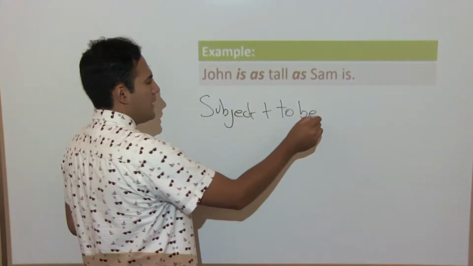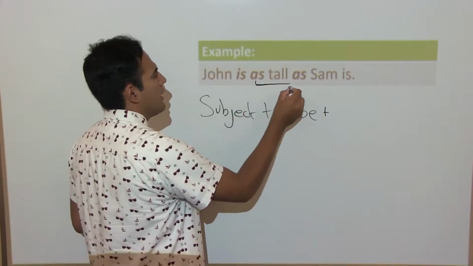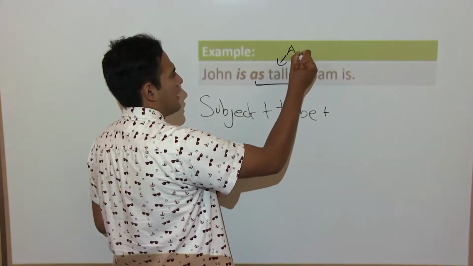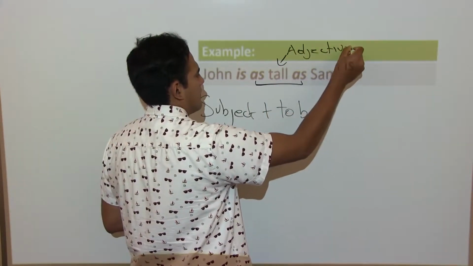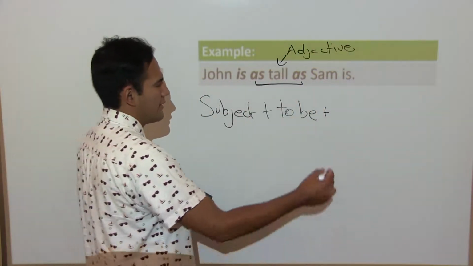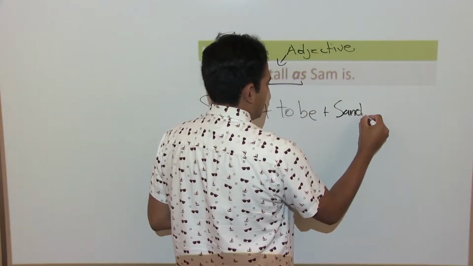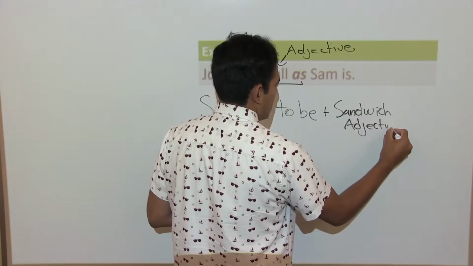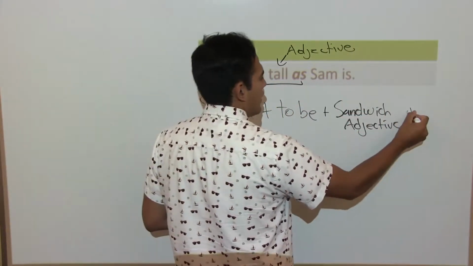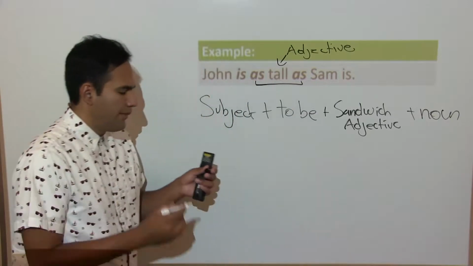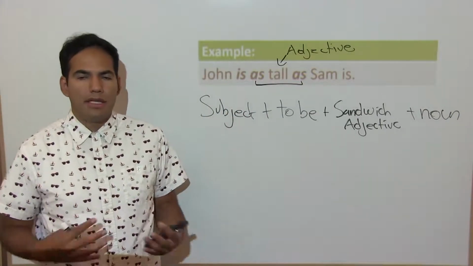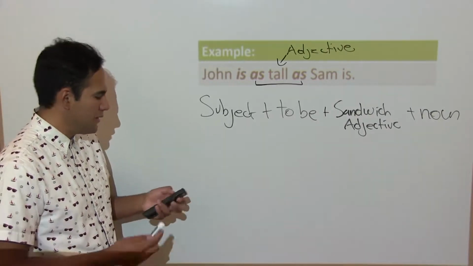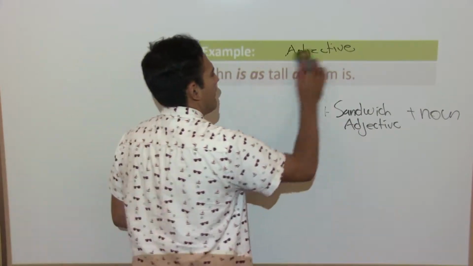Okay, so we have the verb to be plus what I'm going to call a sandwich, because we have the adjective right here in the middle. So basically a sandwich with the adjective. And then we have our noun. It could be a person or a thing, whatever we're trying to compare. So that's the basic construction of comparisons. And now let's see how it works in Spanish.